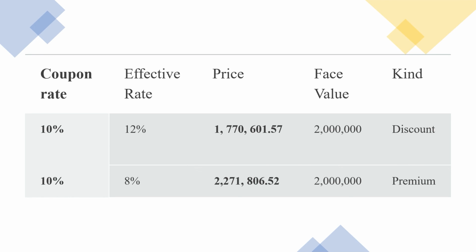Here, we can observe that the effective interest rate has an inverse relationship with the price or value of the bond. As the effective rate increases from the coupon rate, the price of the bond decreases. Meanwhile, as the effective rate decreases from the coupon rate, the price of the bond increases.